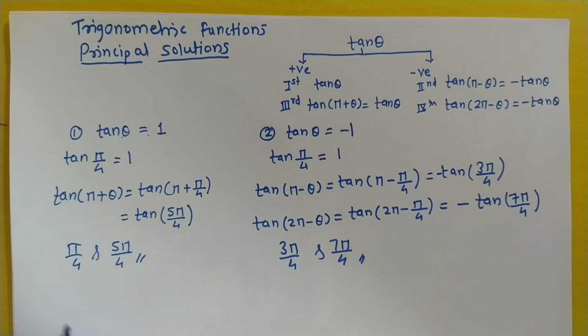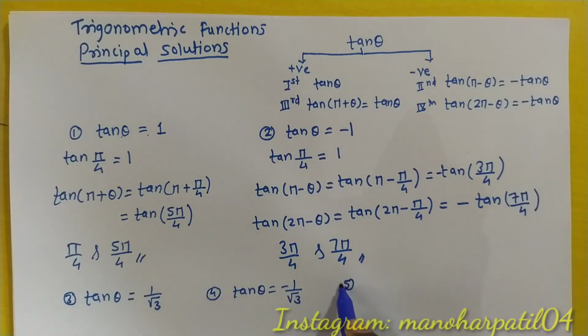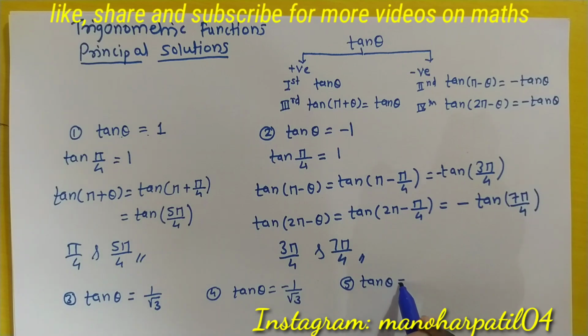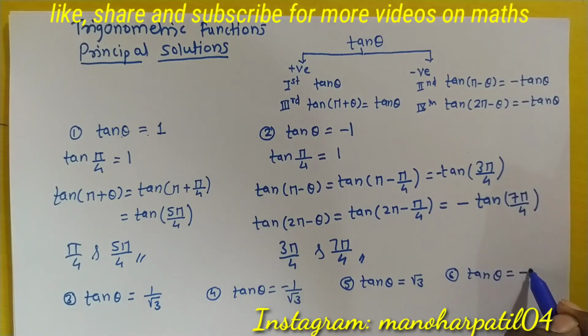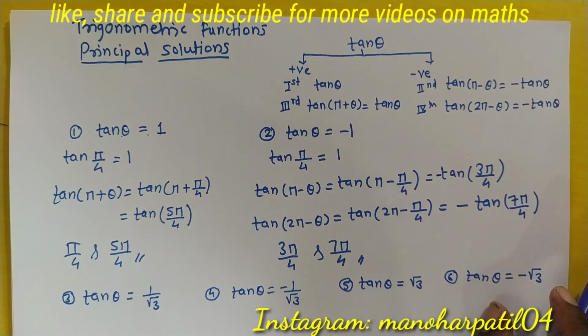So I am giving you more examples to practice. The examples are tan θ = 1/√3. Next example, tan θ = -1/√3. Next example, tan θ = √3. And the last example, tan θ = -√3. In such a way you can practice at your home.